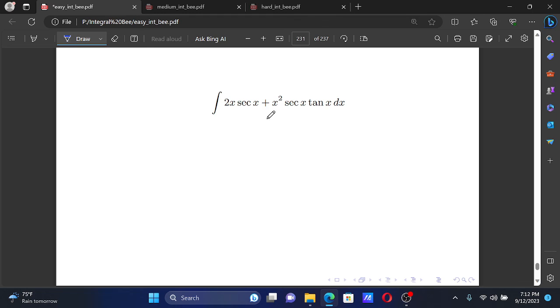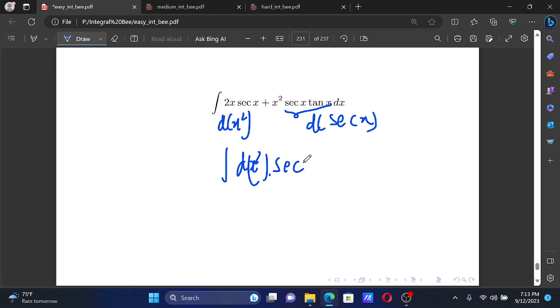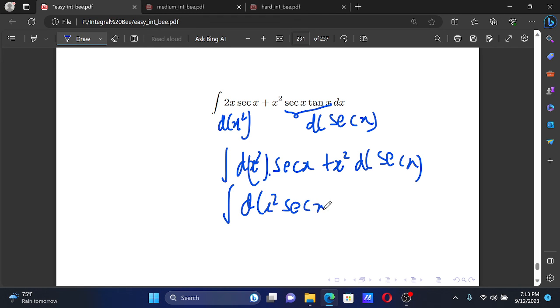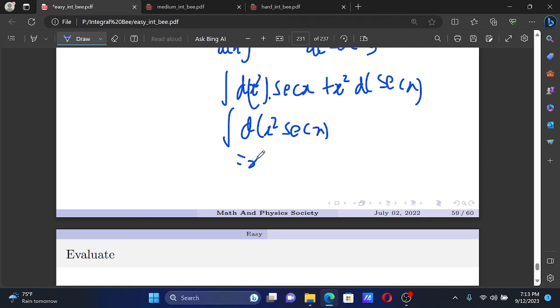Now for this one, we see that this is d sec x, and here we have d x square. So that's just integral of d x square sec x plus x square times d sec x. So you can see that it's in the form of the product rule. So that's d of x square sec x, and x square sec x is the answer, plus c.